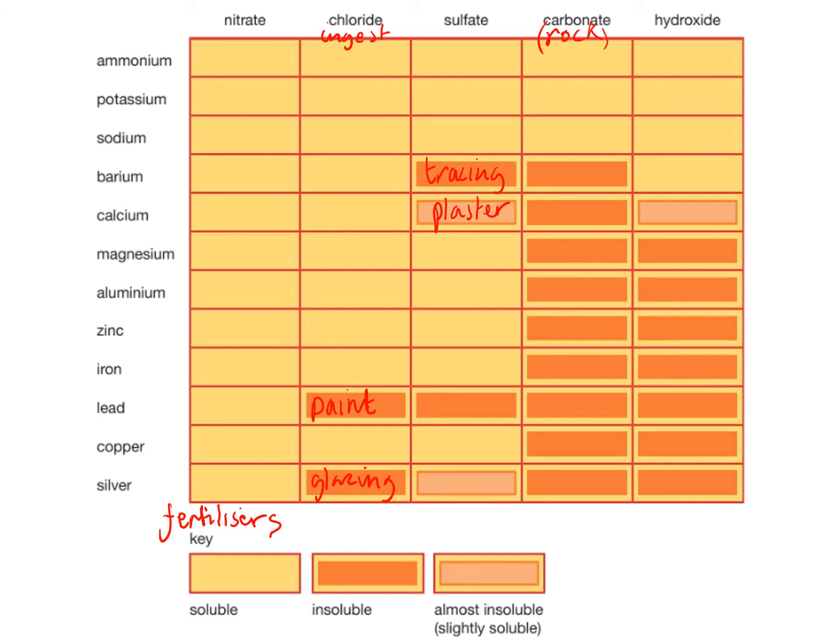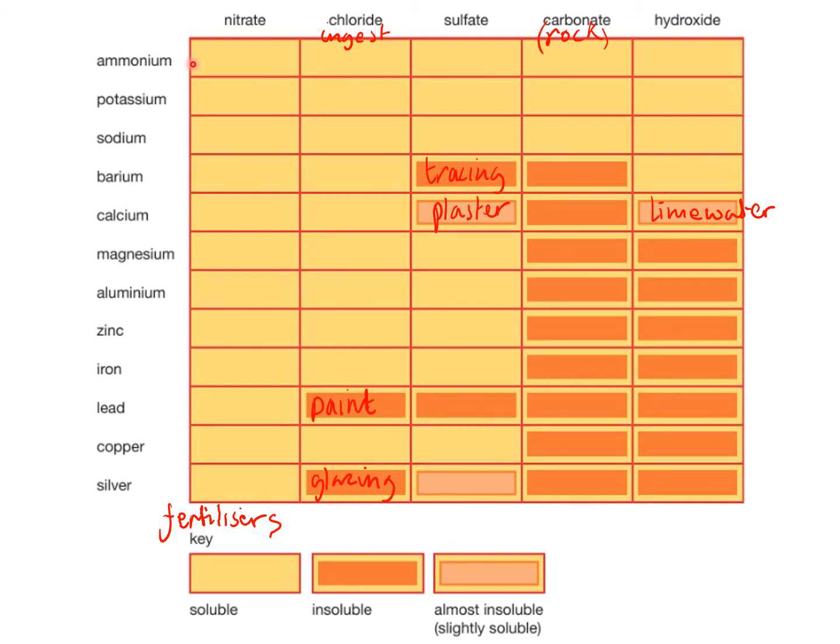Hydroxides, I've got no way of memorizing this for you, sorry, but all of your hydroxides are insoluble, apart from barium. So barium is mostly soluble, except for your sulfate, which is used in medical tracing, and your carbonate, which you can just remember by rocks. And then your calcium hydroxide, that's actually lime water. You've got to shake that a bit for it to dissolve.